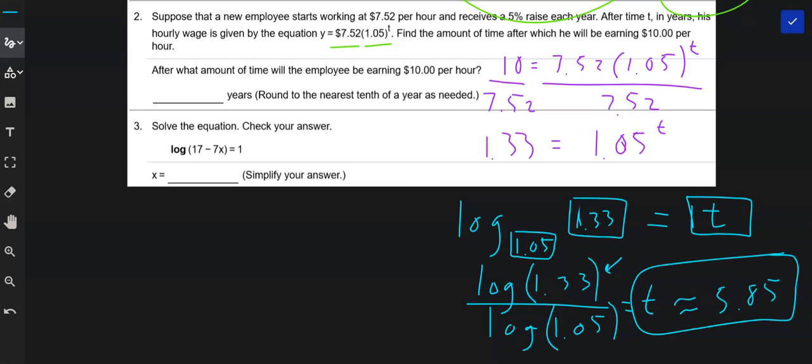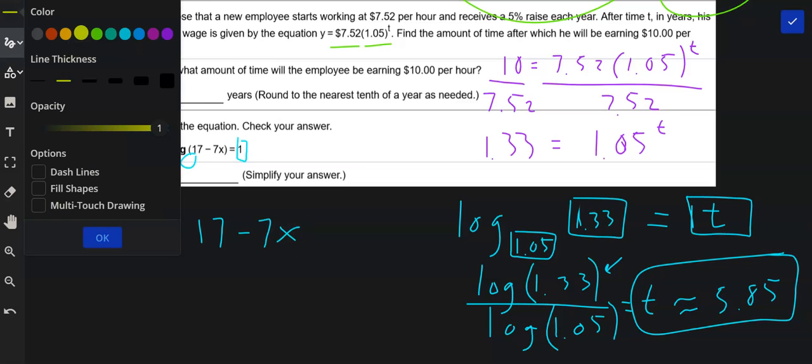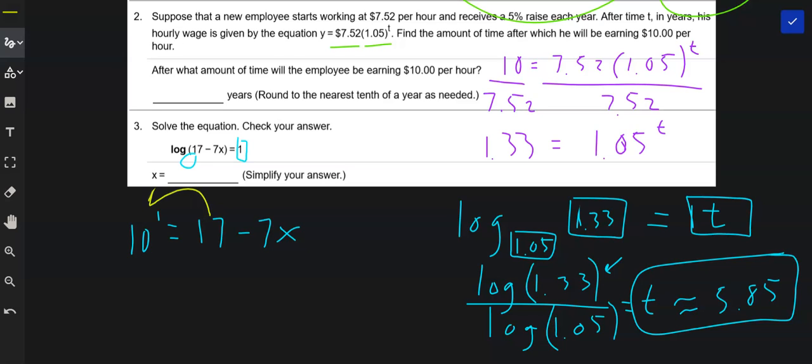Solve the equation. All right. Is it a single logarithm? The answer is yes. So that's 10 to the first equals, right, because the base of this is 10. The exponent is 1. So we have 10 to the first equals 17 minus 7x. Move the 17 to the other side by subtraction. That gives me negative 7 equals negative 7x. Oh, look at that. We're talking about an x value of 1.